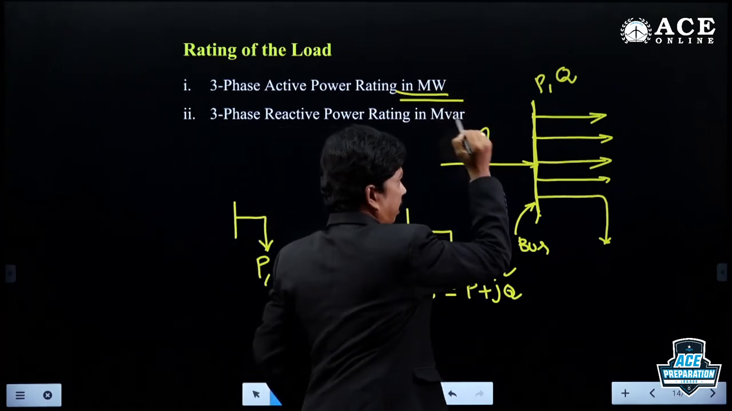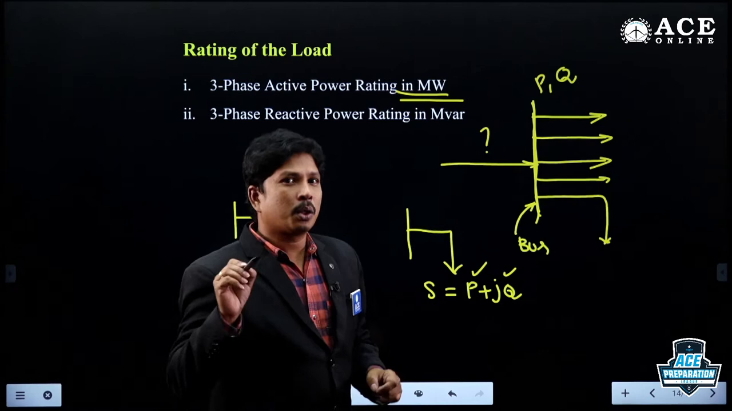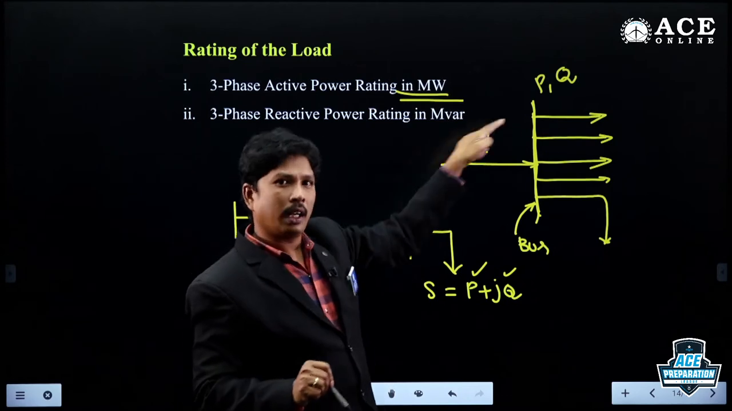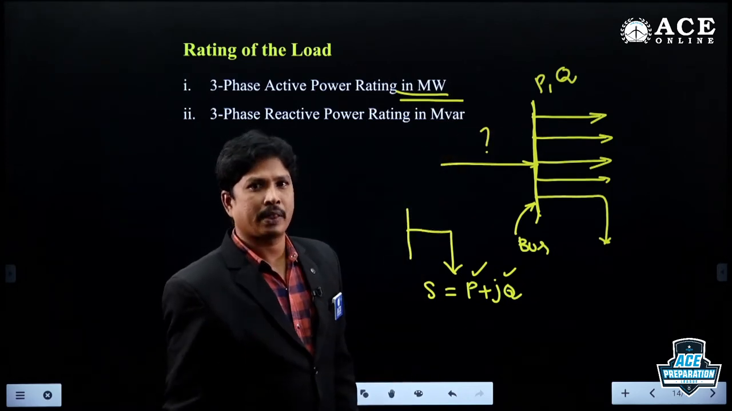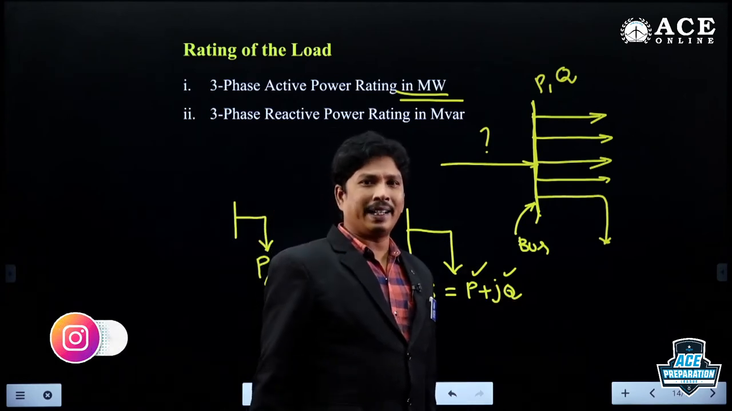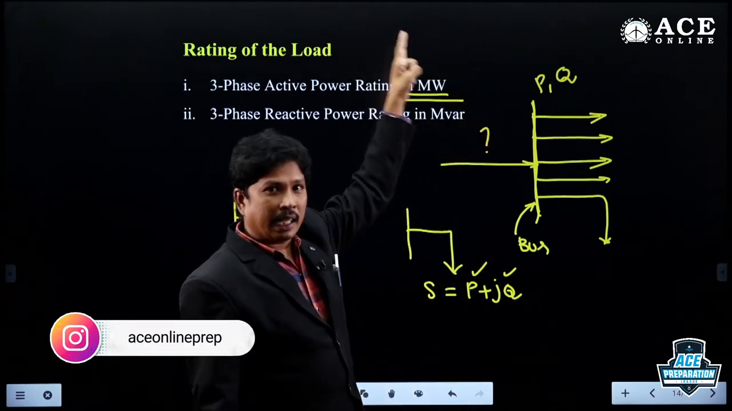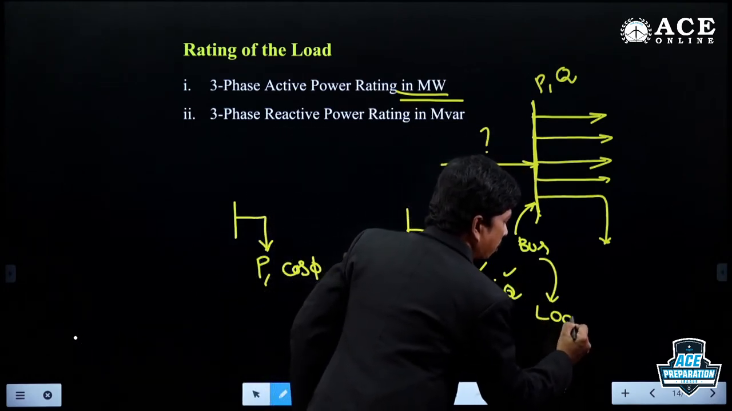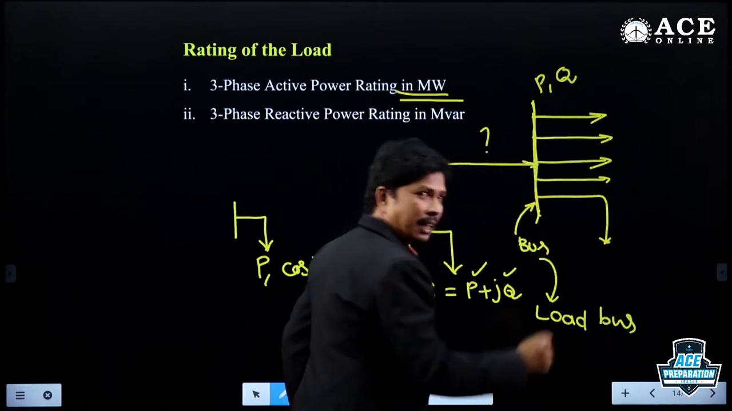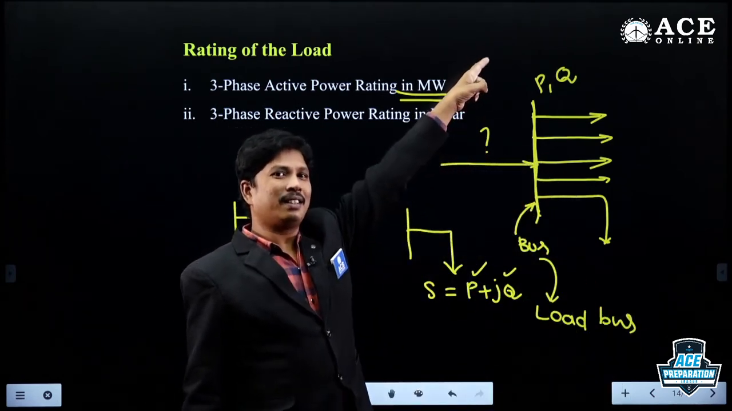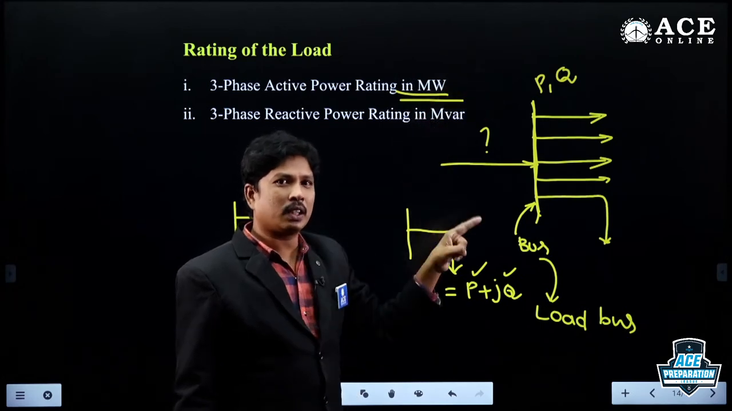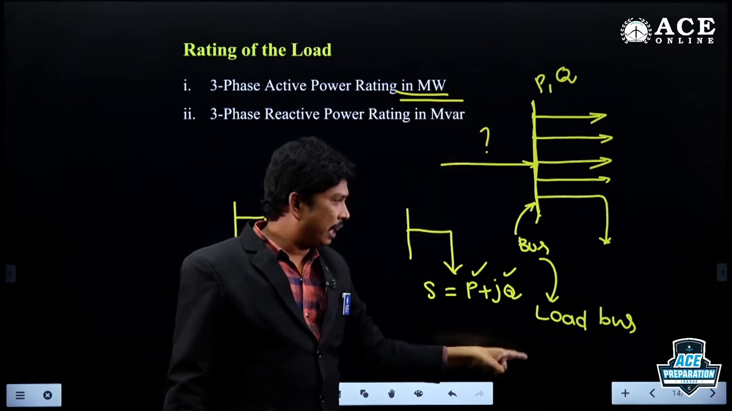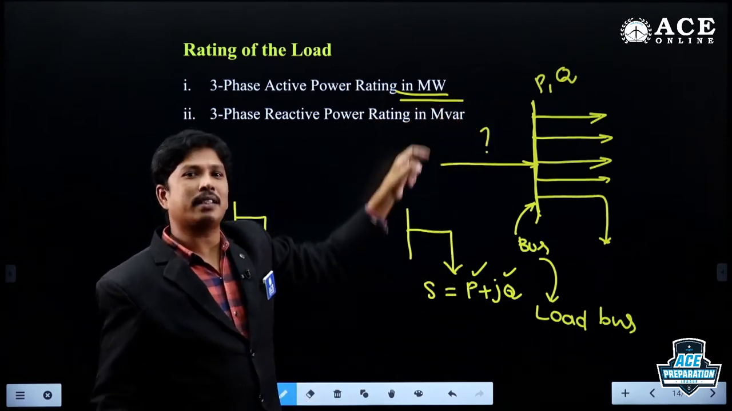The system will ask you, what is the total amount of active power and what is the total amount of reactive power? Please specify that one. I will try my level best to supply them. Are you getting the point here? Say that at the load bus, we are calling this bus as the load bus. At the load bus, what are the quantities we know? Active power and reactive power. Therefore, a load bus is also called a PQ bus in load flow studies.